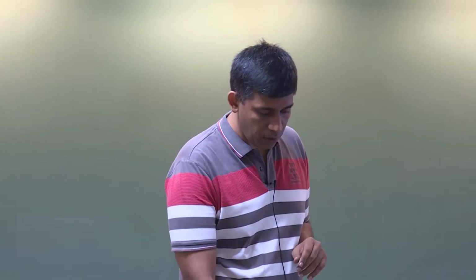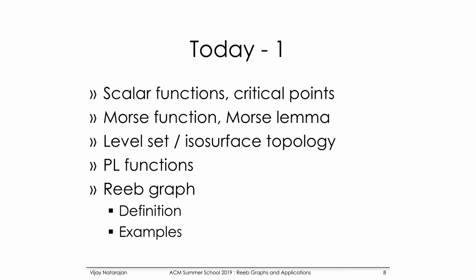Right. So this is the plan. Given that introduction, this is the plan for the next 2 hours or so, right? Before the break, we will look at scalar functions in a little bit more detail and critical points, right? And the underlying theory for introducing Reeb graphs called Morse theory. We will look at that.